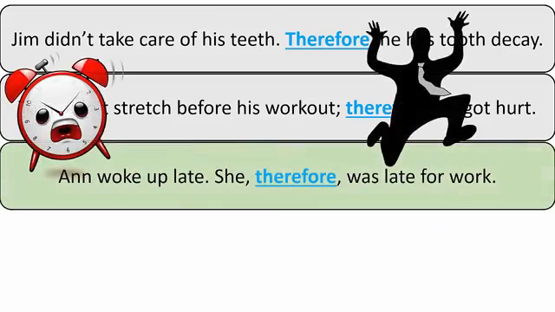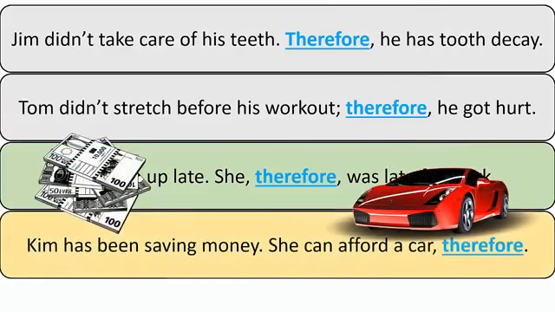Anne woke up late. She therefore was late for work. In this case, therefore is between the subject and the verb. Kim has been saving money. She can afford a car, therefore. And finally, we can put it at the end of the sentence.